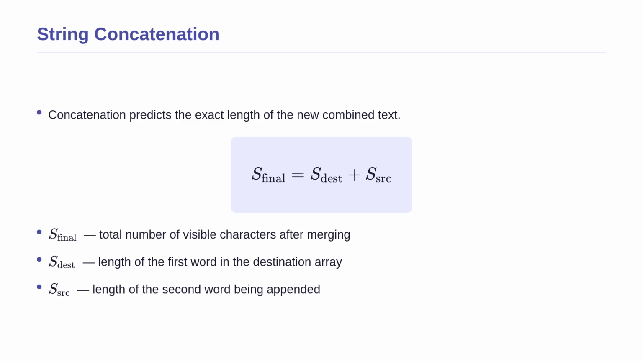Now that we understand length, let us look at how we combine or concatenate strings. The formula to predict the final visible length is sFinal equals sdest plus ssrc. sFinal is the total number of visible characters after gluing the two words together. sdest is the length of the original word in the destination array, and ssrc is the length of the new word we are bringing in. We must calculate this beforehand to ensure our destination array has enough empty space to hold both words without overwriting other important data in memory.